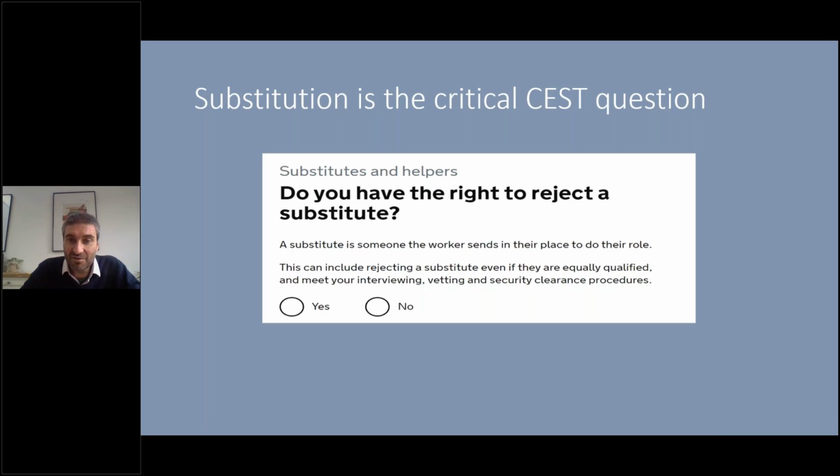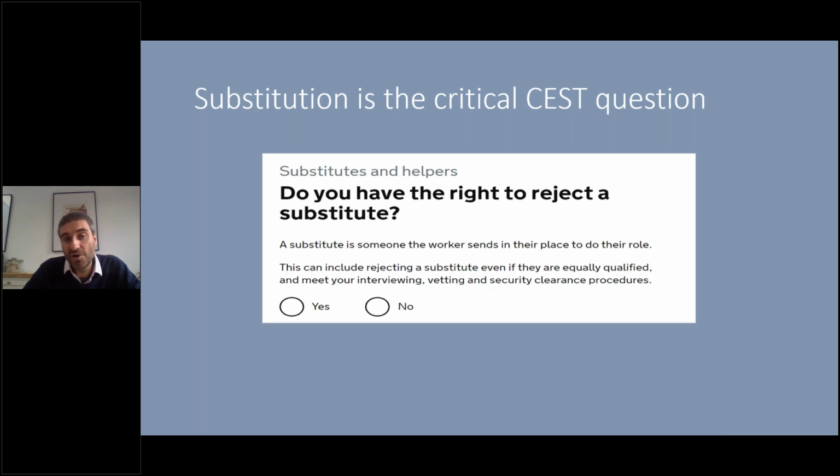They're trying to get round the fact that we know that you have a right to ensure that a substitute is equally qualified and meets your interviewing, vetting, and security clearance procedures. You should consider this outside of that. The way they've said it, this can include rejecting it even if they do that.